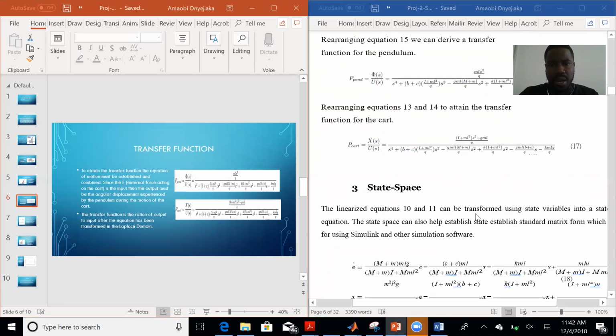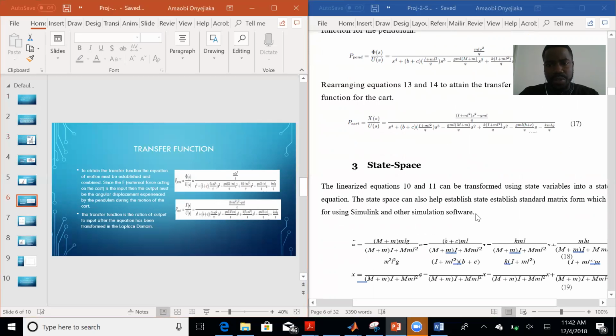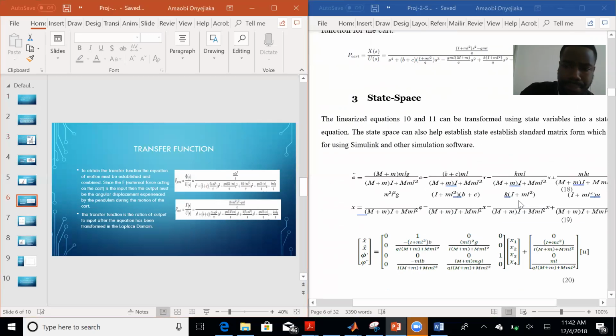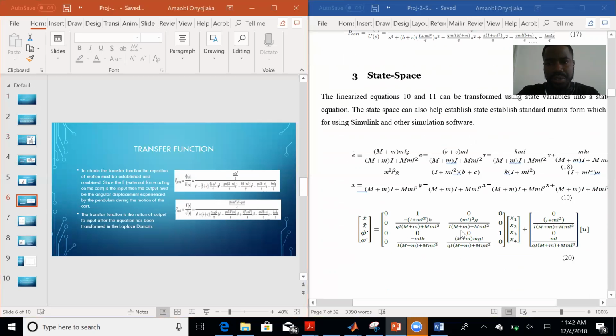We will now go into the state space equation, which is going to help us set up the matrices by assigning variables to each aspect of this equation. The matrices would also help us when we go to MATLAB to input these equations and run simulations to see the behavior of the system.